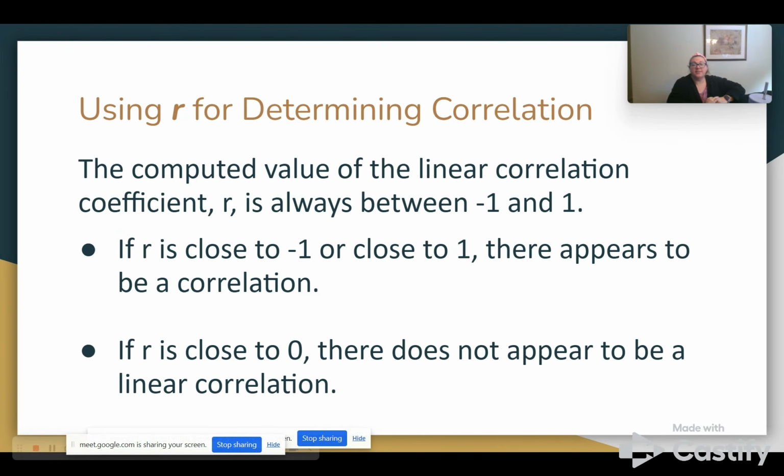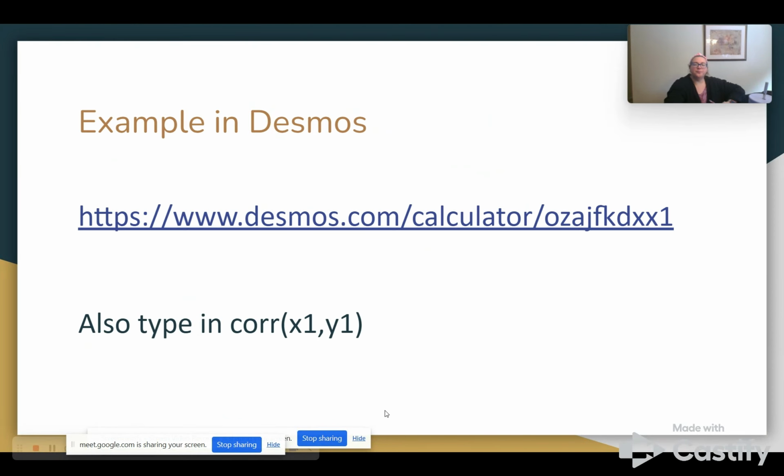So this is what I have said, is that the closer you are to -1 or 1, the stronger the correlation. The closer it is to 0, no correlation. So now, this is what you want to pay attention to, because you're going to have to do this.